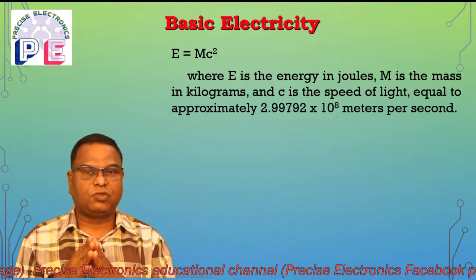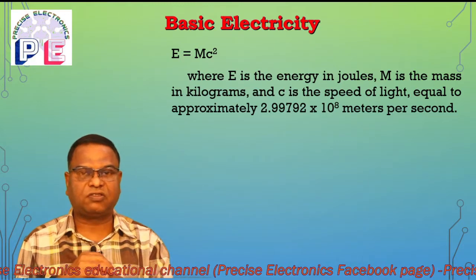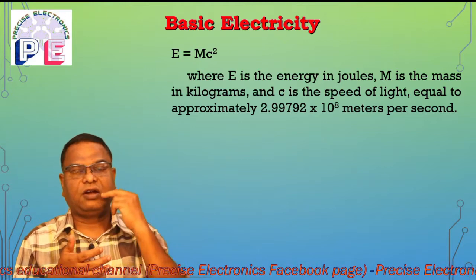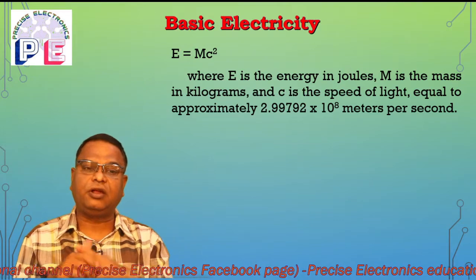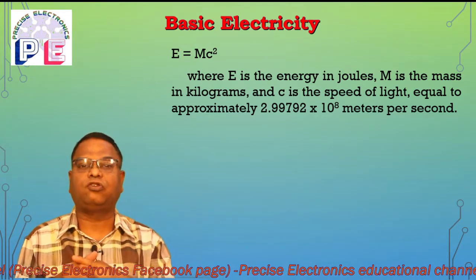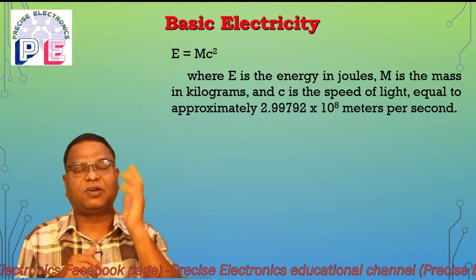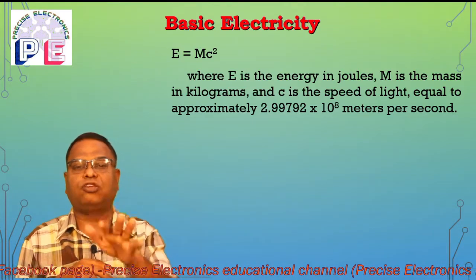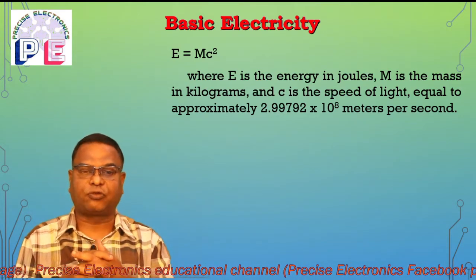Now E, that is energy, is measured in, obviously, joules. Mass is measured in kilograms, and c, the speed of light, and speed is always measured in meters per second, and the value of c is a constant, and it is 2.99792 into 10 raised to 8 meters per second. But mostly for practical purposes it is considered as 3 into 10 raised to 8 meters per second. That is the equation E is equal to mc square.